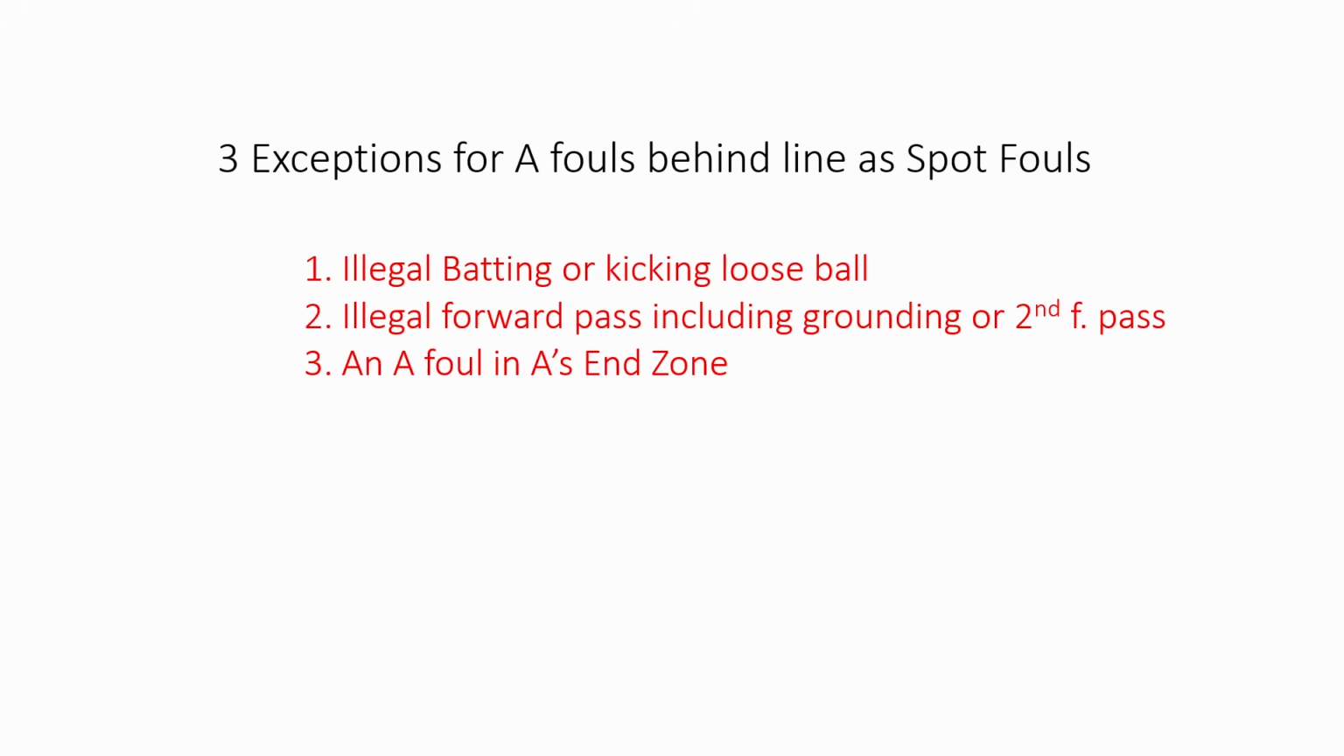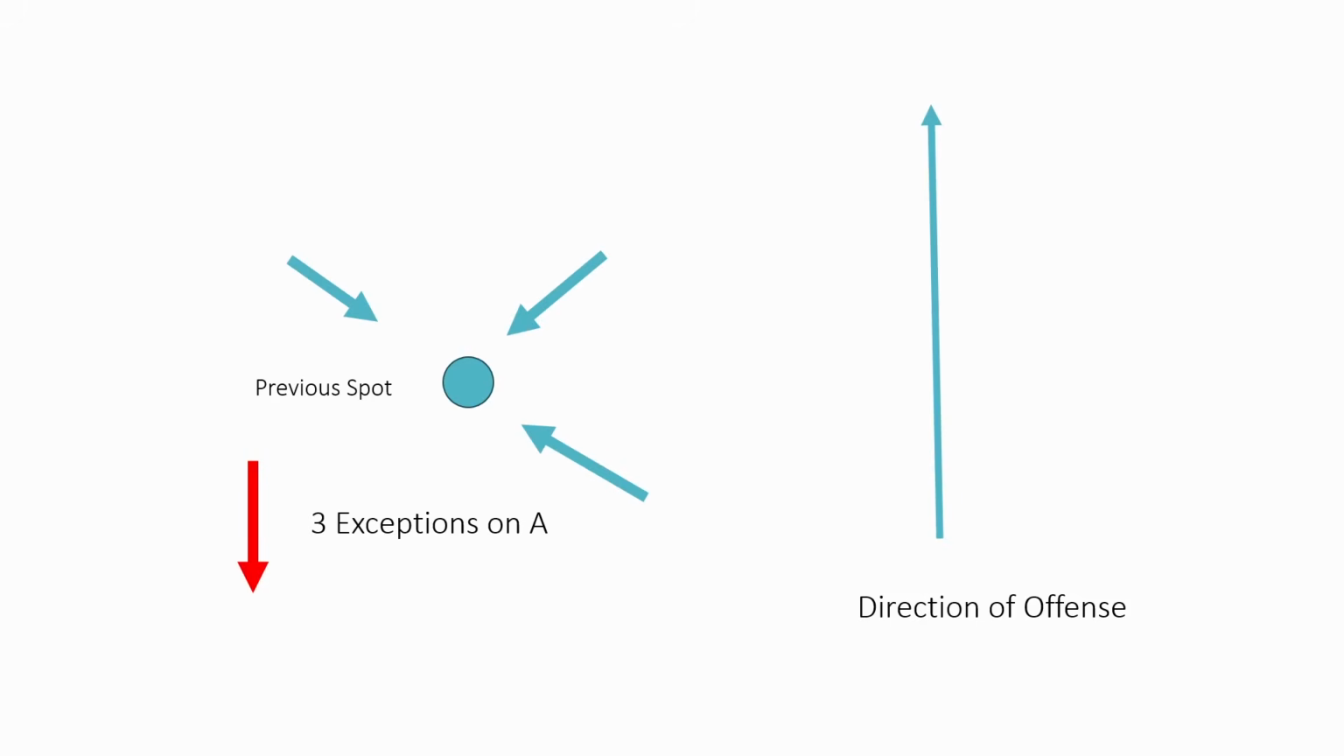By Team A, behind the line of scrimmage, there are three. Illegal batting or kicking of a loose ball, I put them in the same category because they have a 10-yard penalty, same enforcement. Illegal forward pass, including grounding or a second forward pass, they all have a 5-yard loss of down from the spot of the pass. Also, any Team A foul in A's end zone, that would be a safety, in effect, at the spot of the foul.